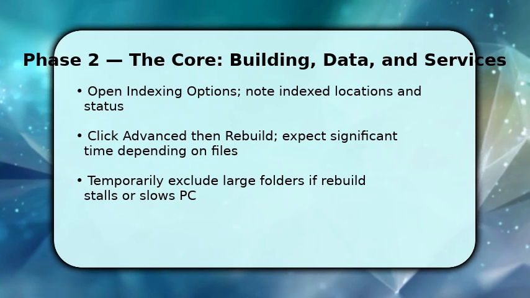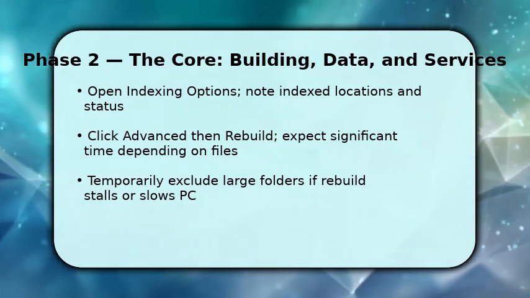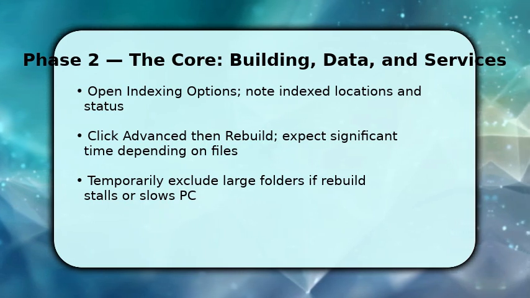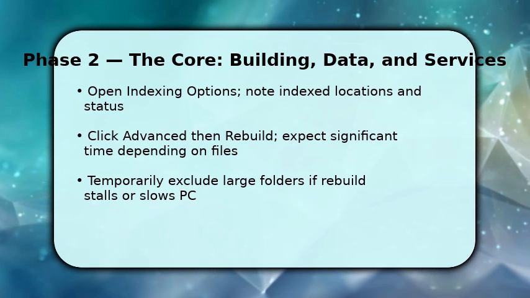Next, you rebuild the search index to fix missing results and a non-responsive box. Open indexing options, review included locations, then choose Advanced and click Rebuild. This removes corrupt index data and forces Windows to reevaluate files.